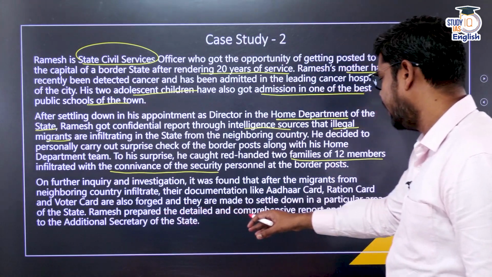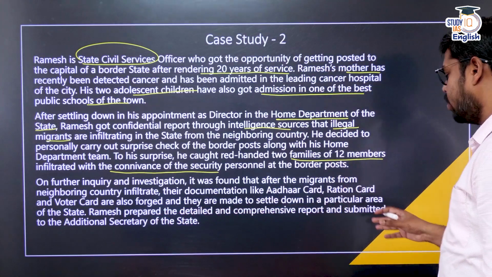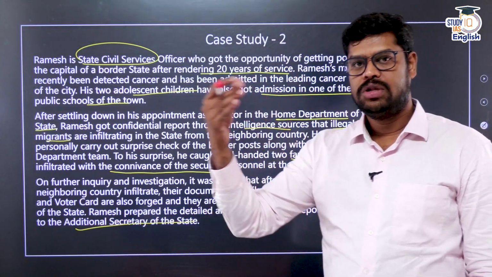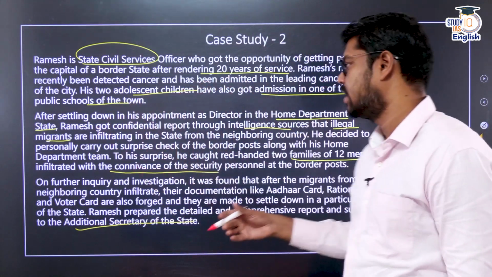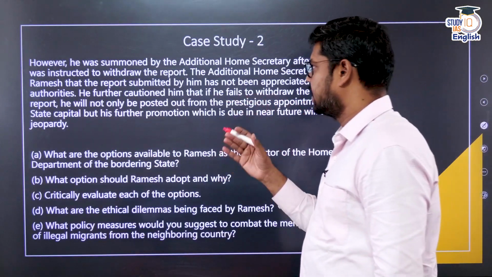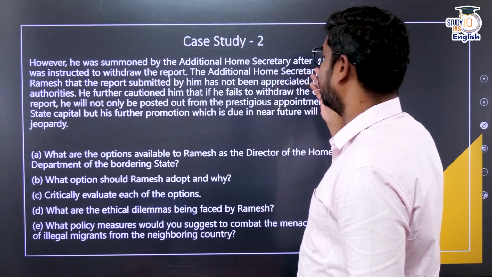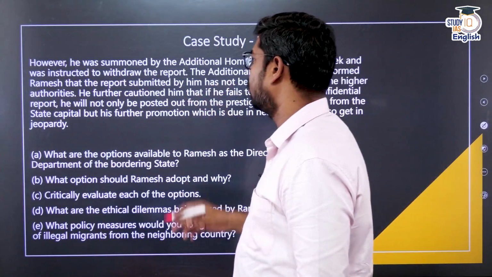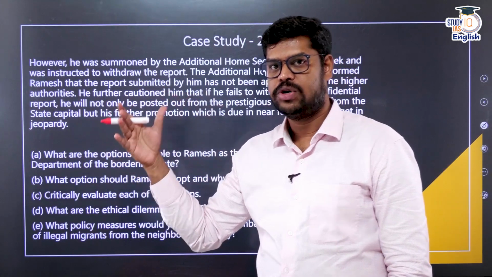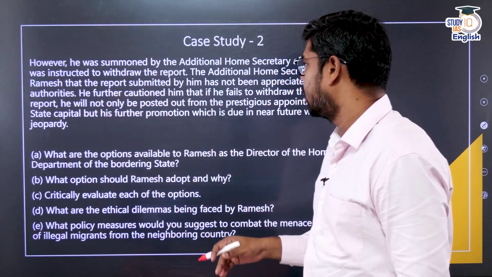Ramesh prepared the details and comprehensive report and submitted to the additional secretary of the state. So probably he reported this to his boss, who is the additional secretary of the state in this case. However, he was summoned by the additional secretary after a week and was instructed to withdraw this report. So Ramesh submitted this particular report, but after a week he was summoned by his boss, and he is saying that withdraw this particular report.